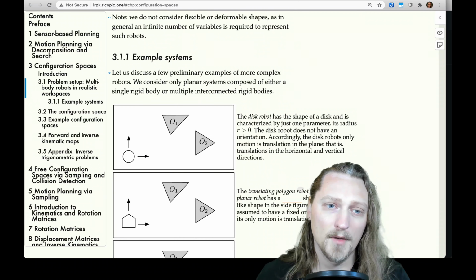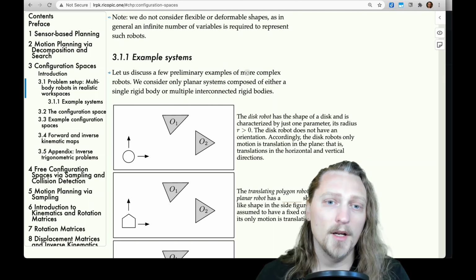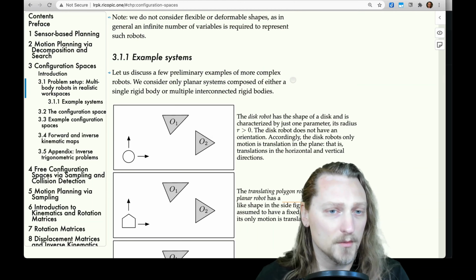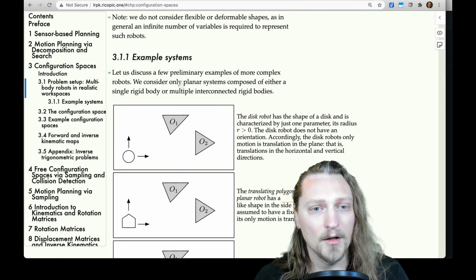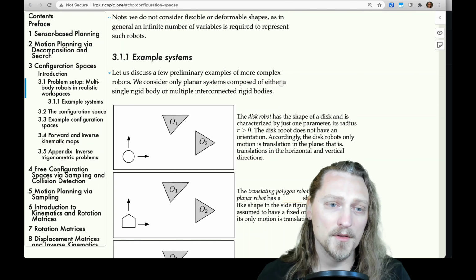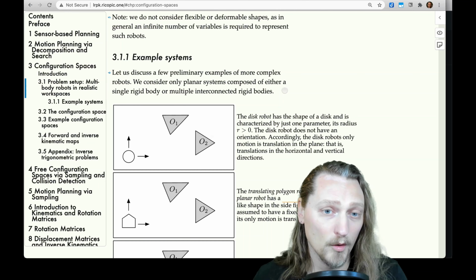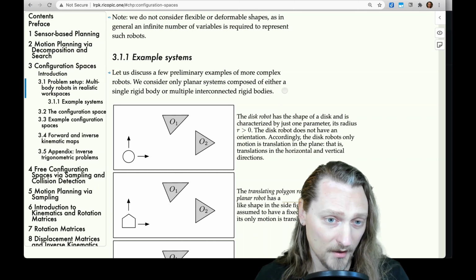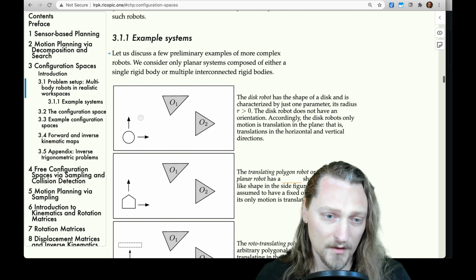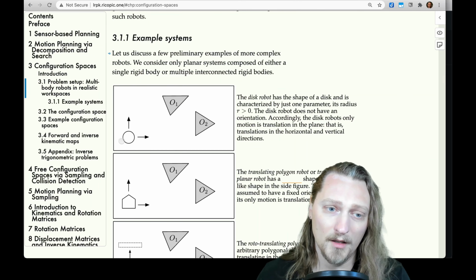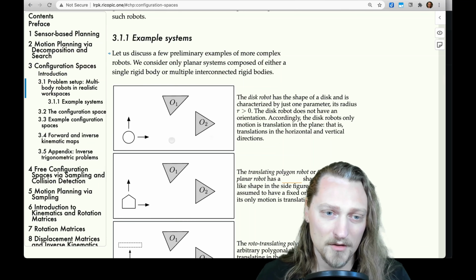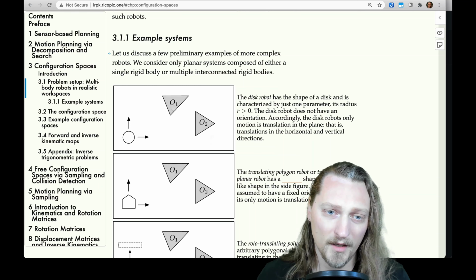Example systems. Let us discuss a few preliminary examples of more complex robots. We consider only planar systems composed of either a single rigid body or multiple interconnected rigid bodies. The first one is given here, with the robot being a circle and with translation in two directions allowed for the robot and these two triangular obstacles.